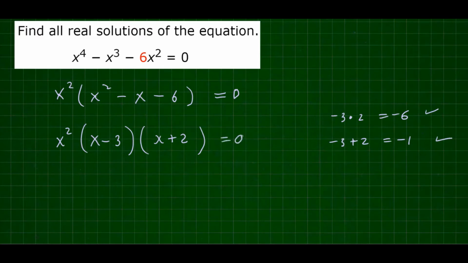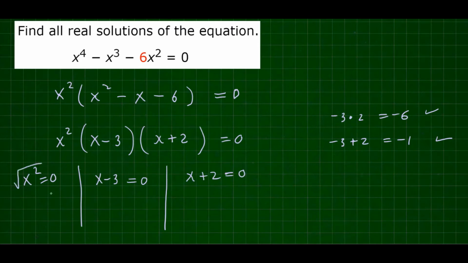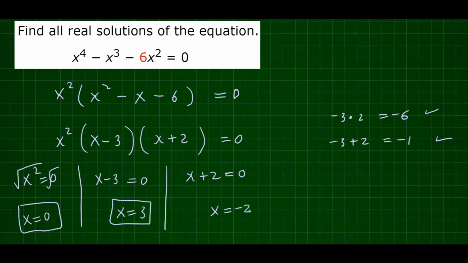So we set now each factor equal to 0. So we have x squared is equal to 0. Then we have x minus 3 equals 0. And then lastly, we have x plus 2 equals 0. And now by solving each of these independently, for the first one, you can take the square root of 0 and you get only 0. So the first one gives us only one solution. Second one, we add 3 to both sides, so we get x is equal to 3. And the last one, we subtract 2, so we get x is equal to -2.